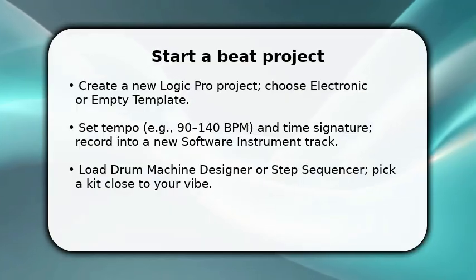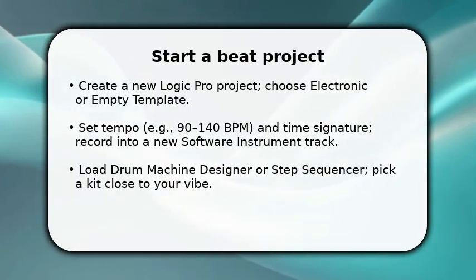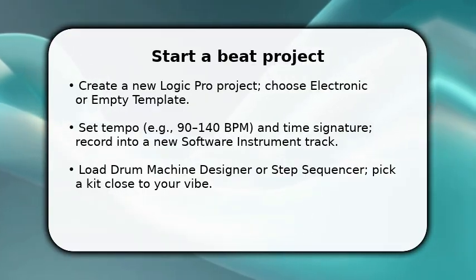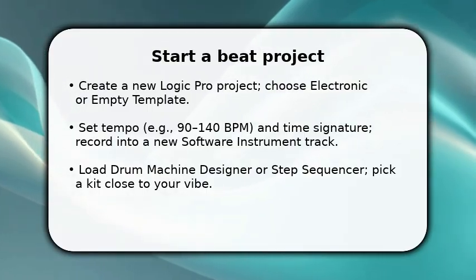You begin by opening Logic and creating a new project. Pick electronic or an empty template so you don't inherit unwanted routing. Set your tempo, 90 to 140 BPM is common for beats, and set the time signature.